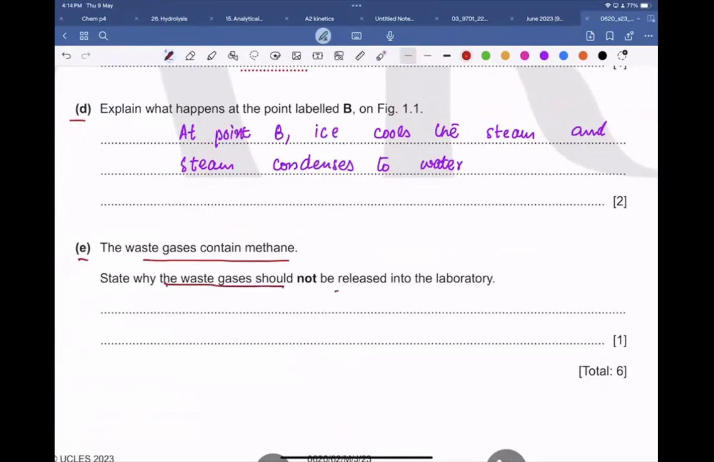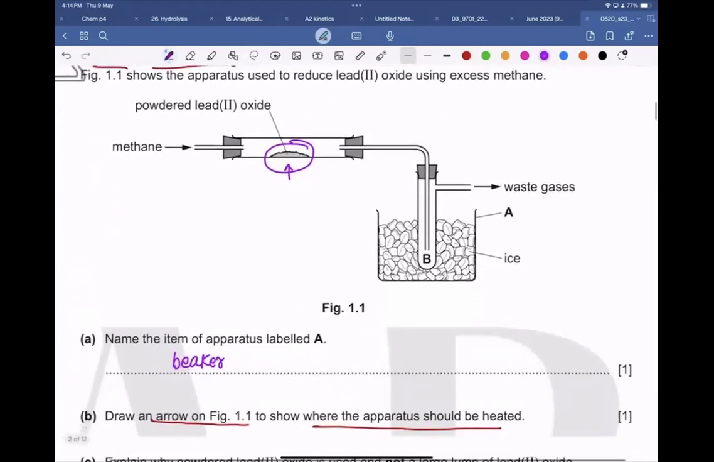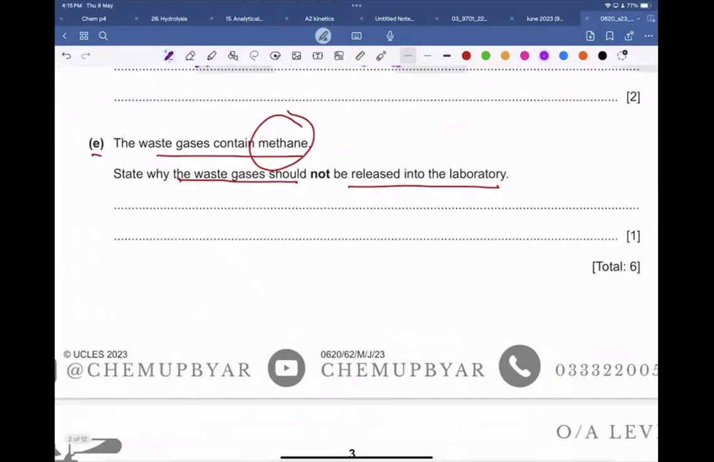So just why the waste gases should not be released into the laboratory. So as they have mentioned over here in the start about methane, that it's a flammable gas. So that's why we cannot release them into the laboratory, because if someone, no, methane is, yeah, it can catch fire. Not that it's toxic. You can write that it can catch fire. That's why we cannot release them into the laboratory.